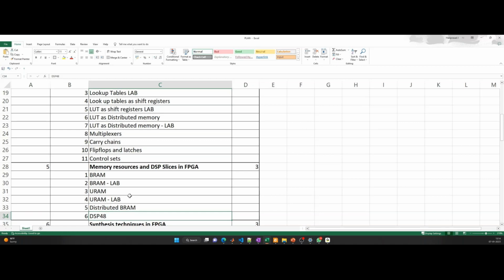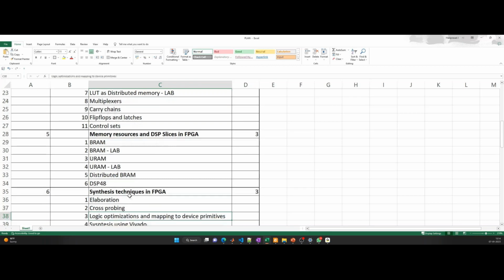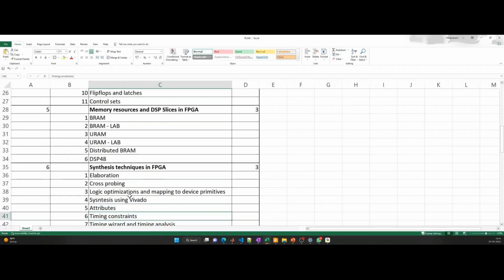Then various synthesis techniques in the FPGA. You have written simple VHDL or Verilog code. Then how do we map that into the actual FPGA, right? That synthesis, elaboration, cross probing, how do we do that synthesis in the Vivado tool? There is something called attribute. In physical design, you manually control that, right? Here, using some attribute, we can control how it places and routes that design into the device. So that attribute will be controlling.